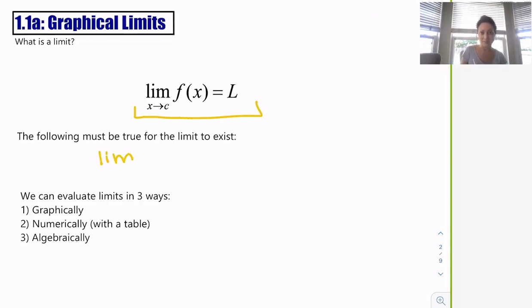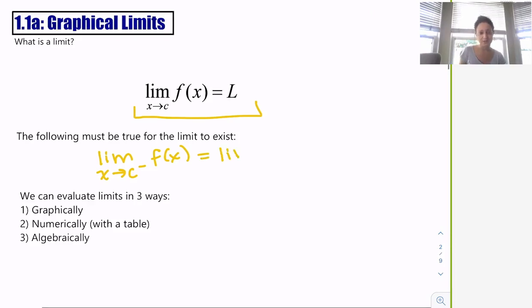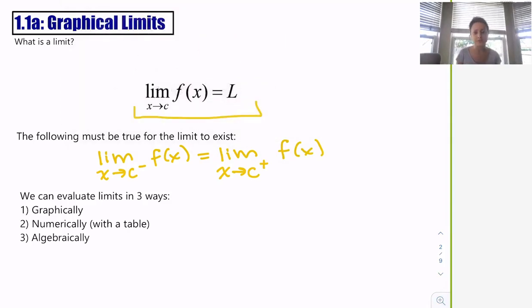We need the limit as x approaches c from the left, and the way we're going to denote that left-hand side is by a superscript of a minus, of f of x needs to be the same, so it needs to be equal to the limit as x approaches c from the right, and the way we're going to denote coming from the right is with a little superscript of a plus of f of x. Okay, so let's mark those in our notes.